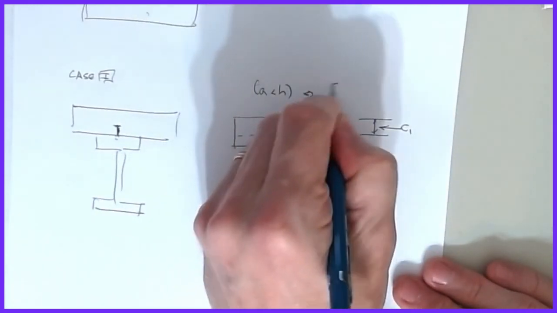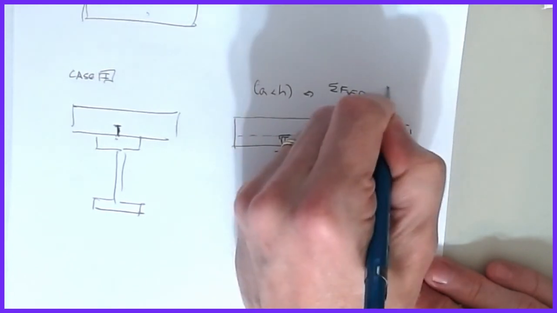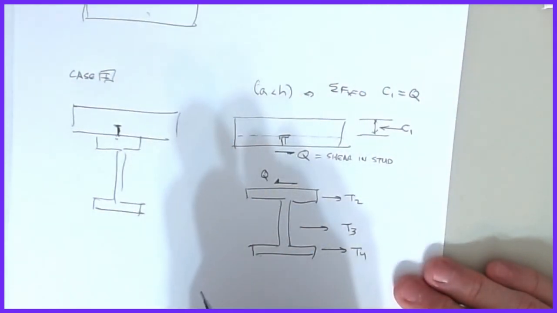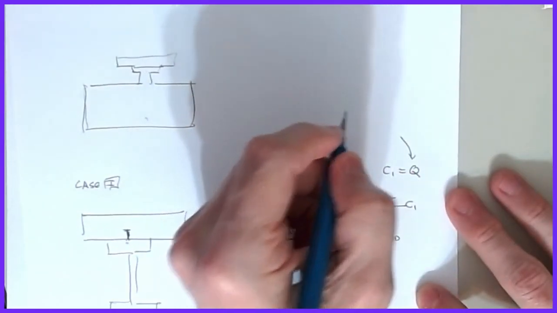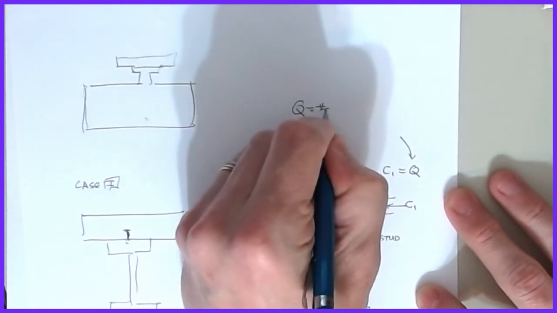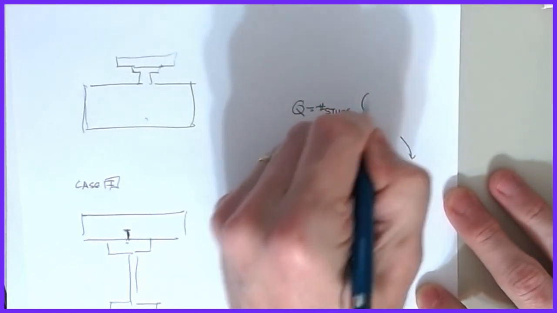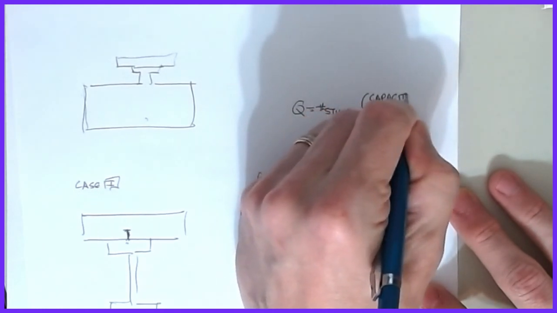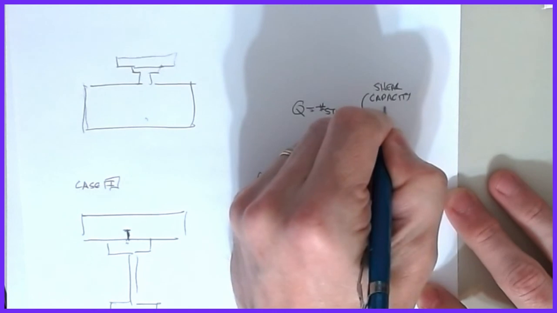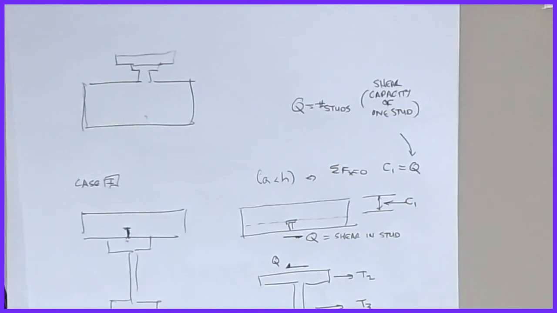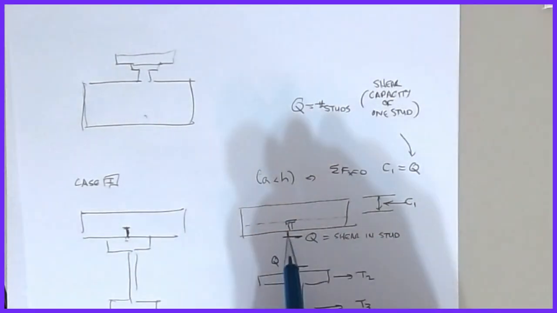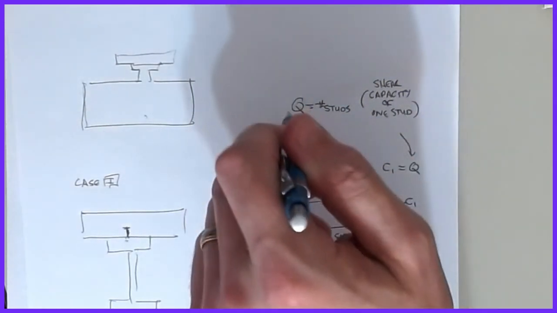So in this case, if I do sum of forces in X on this guy, I know that C1 is equal to Q. And Q ends up being the number of studs multiplied by the shear capacity of one stud. If you know that a stud is worth 4 kips per stud, based on the size and the grade of steel that you chose, then all I do is take the number of studs that I had, multiply it by that value, and set it equal to Q.